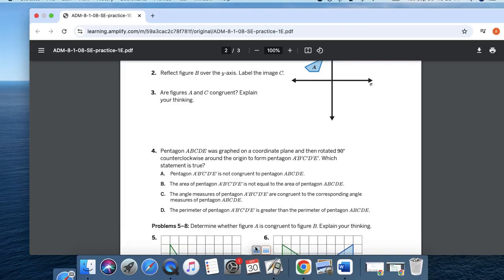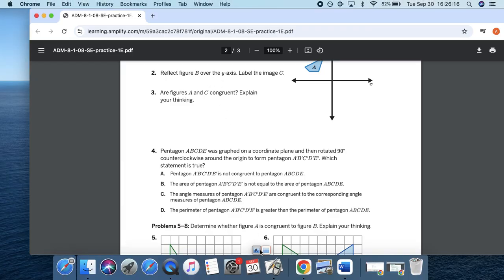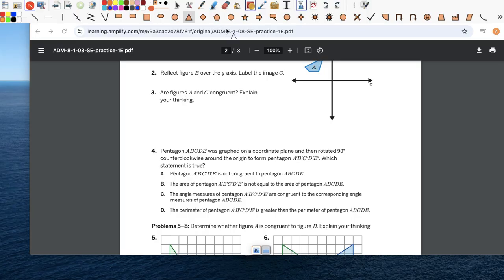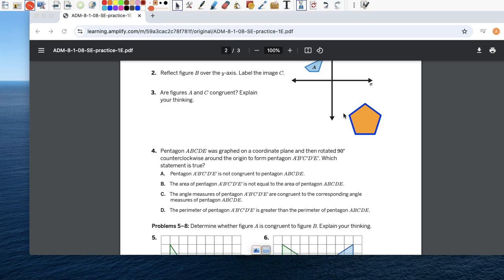Here's a pentagon ABCD, and then it was rotated 90 degrees. Do I have a pentagon here? I do, right here. Look, pentagon: 1, 2, 3, 4, 5 sides, and we're going to rotate this. I can't tell the rotation, but I'm going to rotate this. Are they congruent to each other? Of course they are. Nothing changed. The size didn't change. The angles didn't change. It's just in a new position.